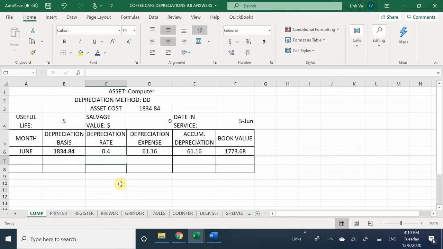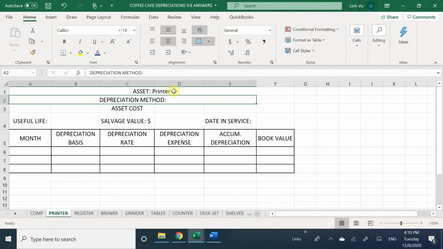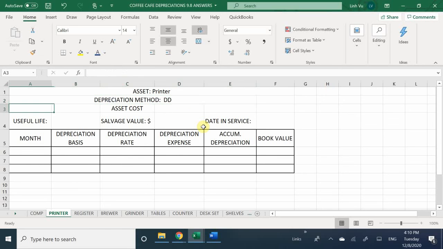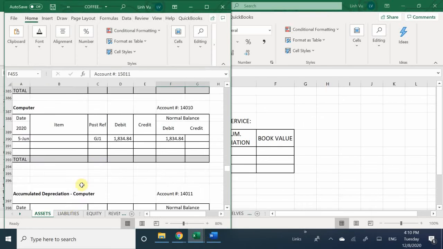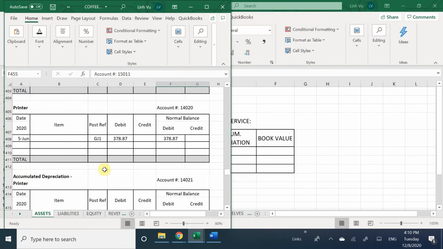So good. We've completed the first one, right? We calculated $61.16 of depreciation expense for the computer. All right. Now, what about the printer? So again, we're going to recognize double declining. All right. What is our asset cost for our printer? $378.87.